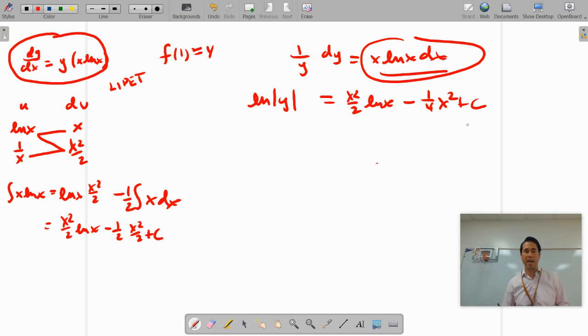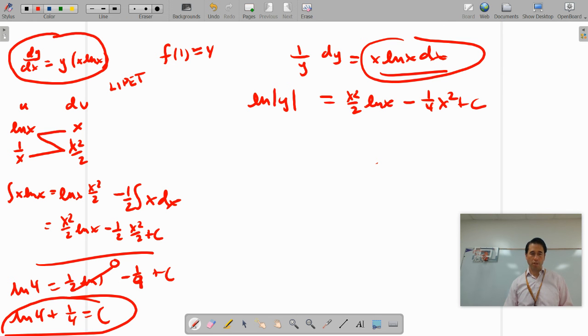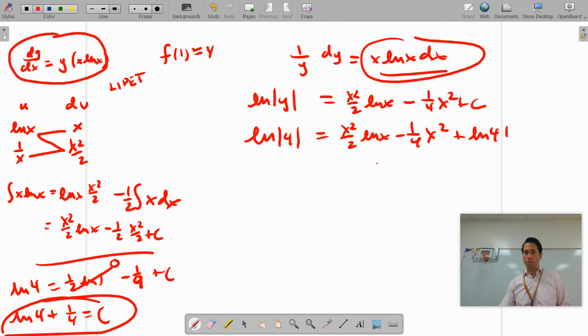C showed up, so let's find it. I'm going to go ahead and plug a 4 in over here too. I'm going to plug in a 4 for that, and I'm going to plug a 1 into this other stuff. So I get 1/2 natural log of 1, sweet, that goes to 0, minus 1/4, right, minus 1/4 plus c. So my c is going to be equal to the natural log of 4 plus, there we go, right there. Okay, so we get the natural log of the absolute value of 4 is equal to x squared over 2 the natural log of x, minus 1/4 x squared, plus the natural log of 4 plus 1/4.